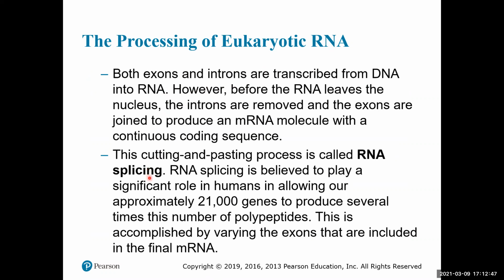And it is a very important process. RNA splicing is actually thought to be really important for humans in allowing our 21,000 genes to produce several times the number of polypeptides, because you can vary the exon combination in the final mRNA structure and end up with a completely different protein, right? So depending on how you cut out and splice those exons together, you can end up with different proteins.